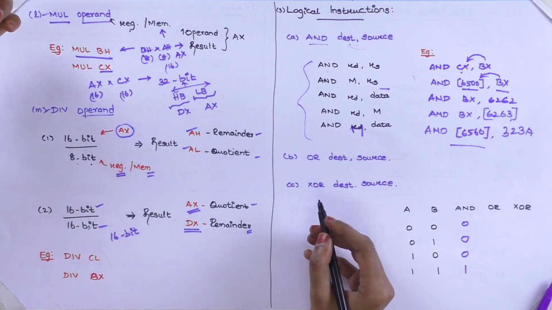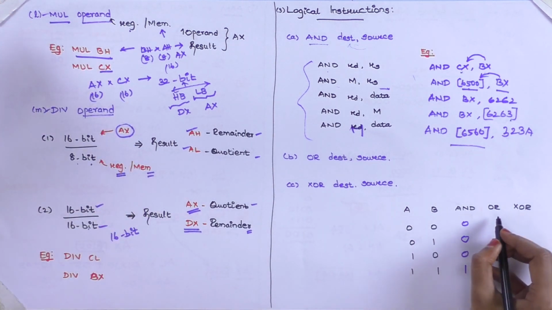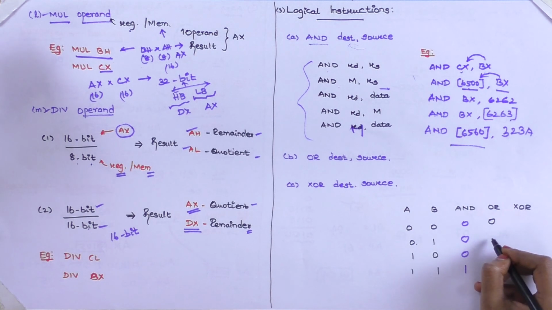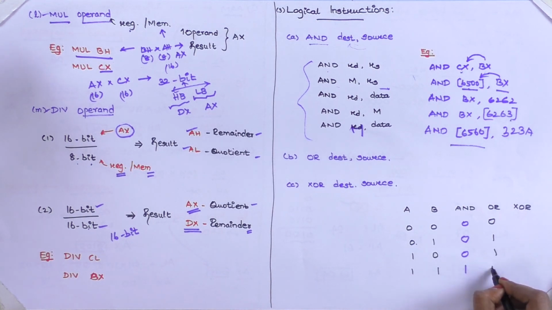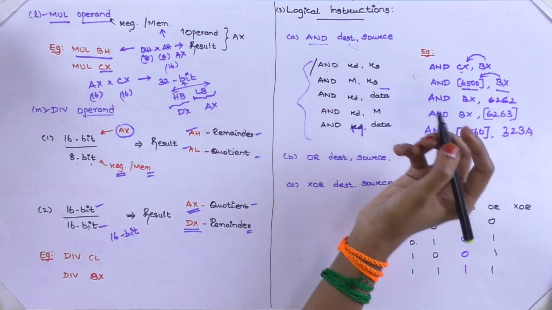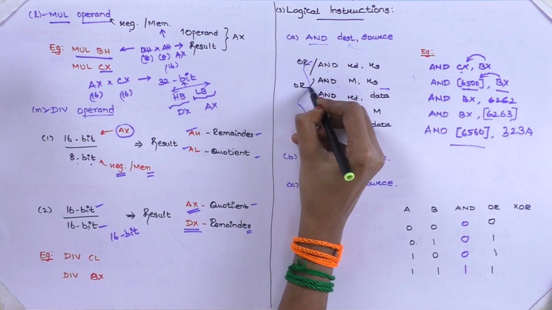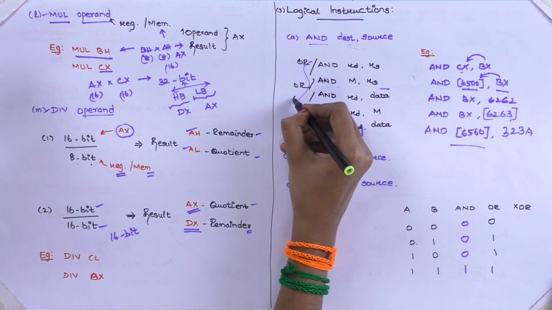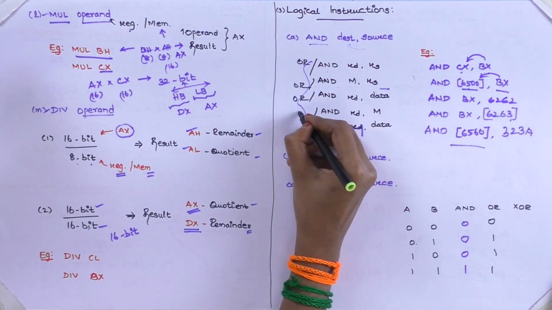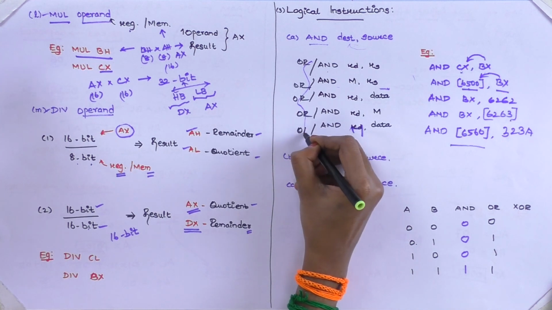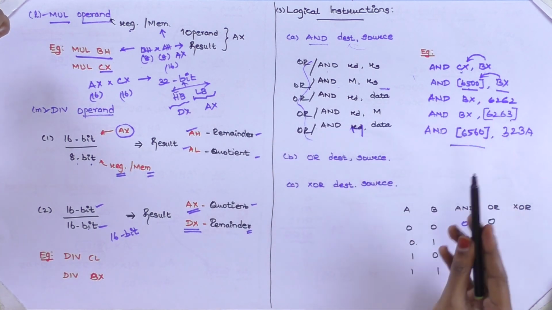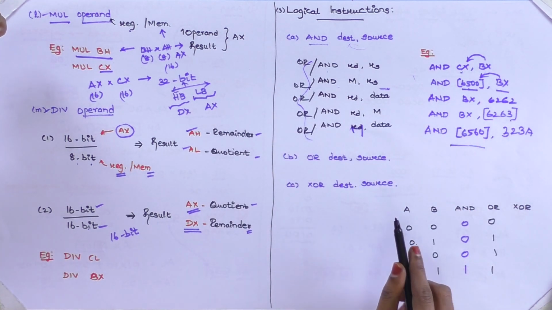The OR operation works like this: 0 0 is 0, 0 1 is 1, 1 0 is 1, 1 1 is 1. The format is the same. You can perform OR register to register, memory and register, register and immediate value. The only difference is that there we performed the AND operation, and here we perform the OR operation.